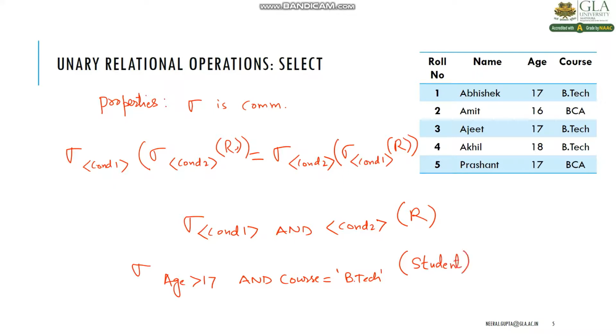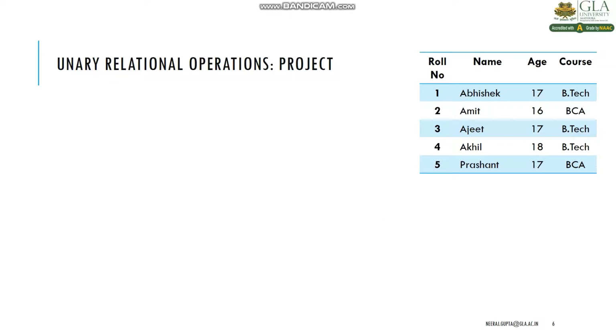So this way we can filter out the tuples. The select operation is used to filter out tuples, and that is basically horizontal partitioning. Like the age is greater than 17, that is the 18 case, and BTech, so we get this tuple in the final relation.